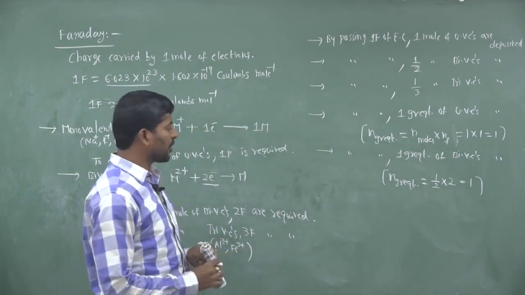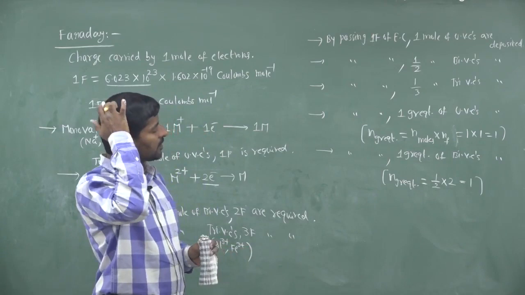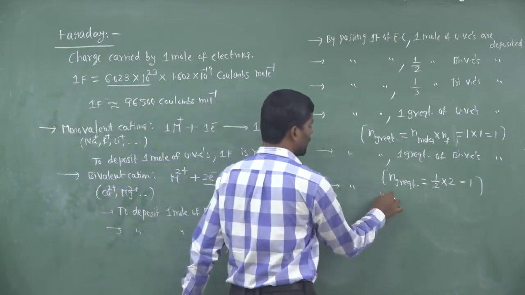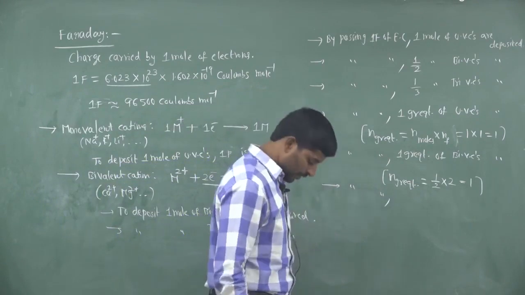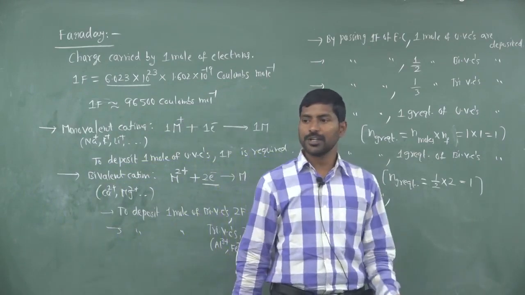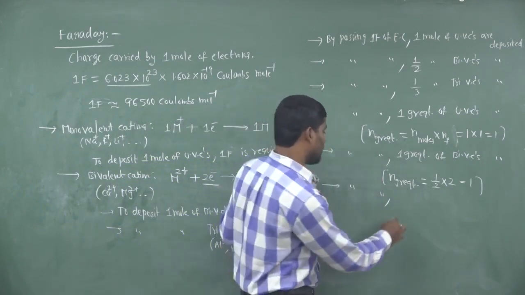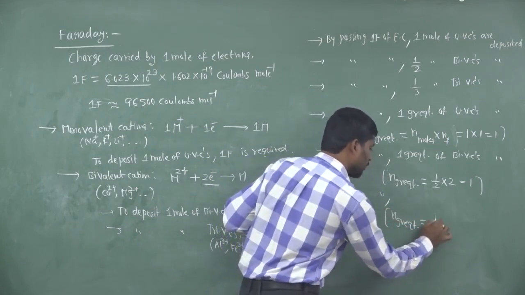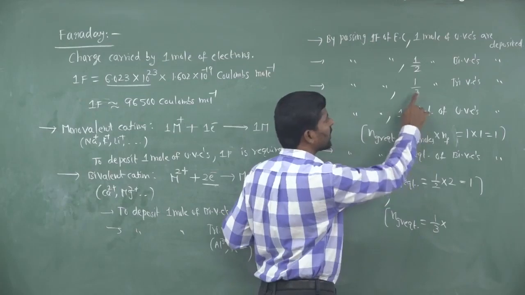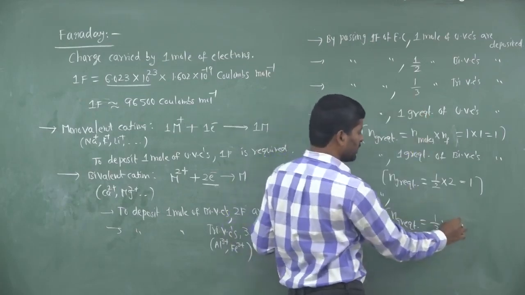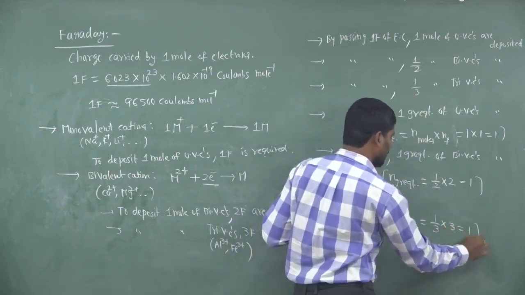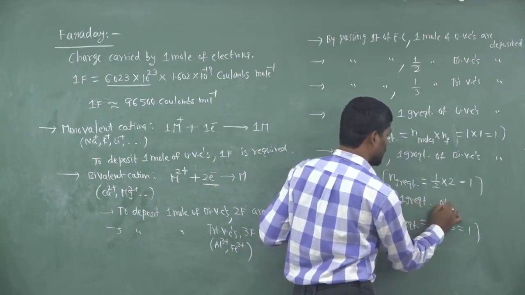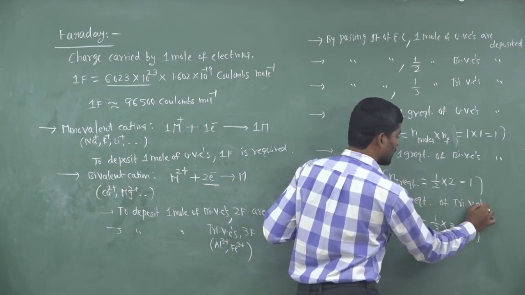So number of gram equivalents of bivalent cations deposited is also 1. Now if you pass 1 Faraday of electric current, how many gram equivalents of trivalent cation will be deposited? Again 1 only. How many moles of trivalent cations are deposited? 1 by 3. What is n factor for trivalent cations? 3. So therefore again 1 gram equivalent of trivalent cations deposited.